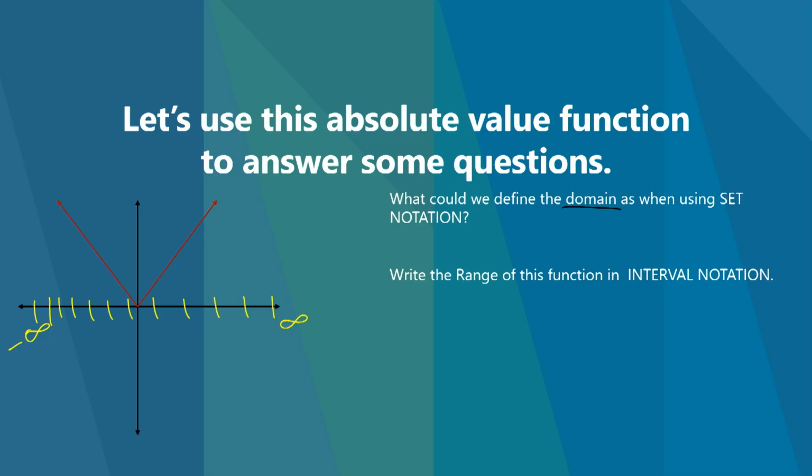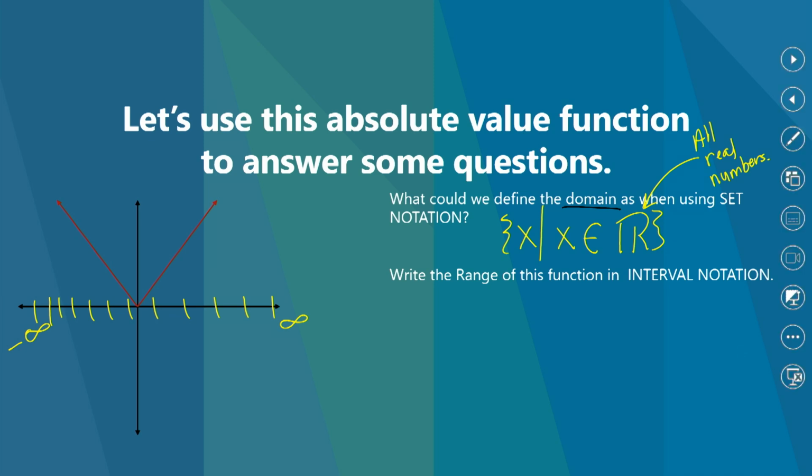So the next one says, write the range of this function in interval notation. Now, the range is dealing with what values? Yes, my y's. So here are all my y's. So what can I say about this function with those y values? Yes, my function is above my origin.